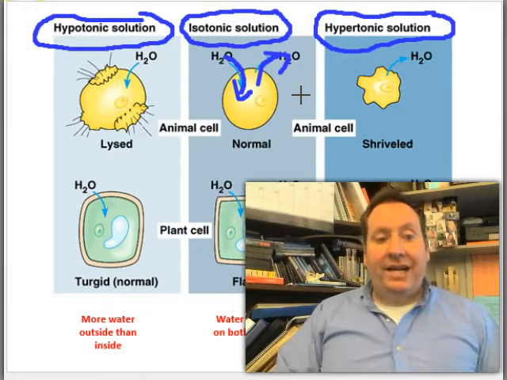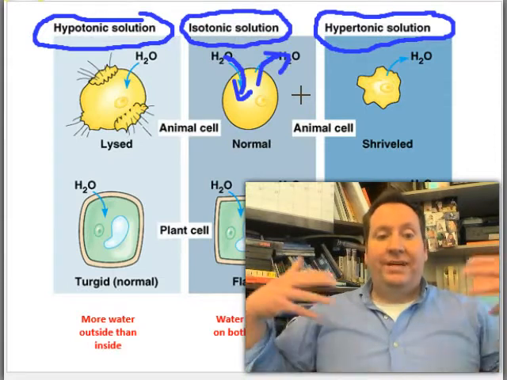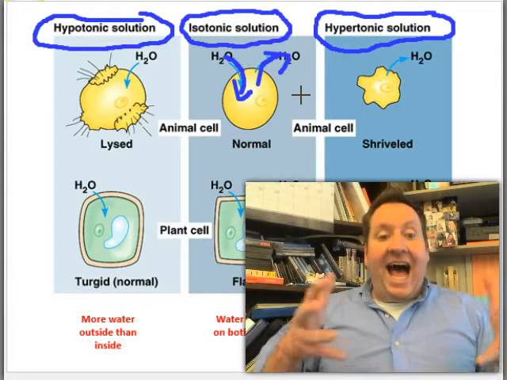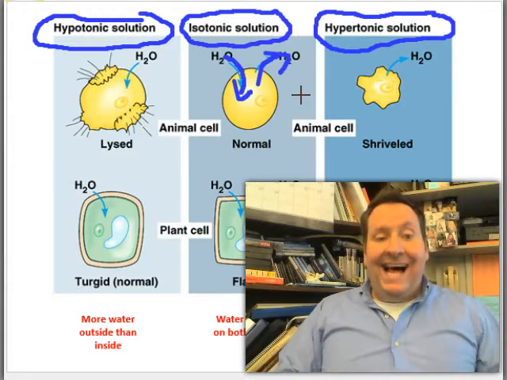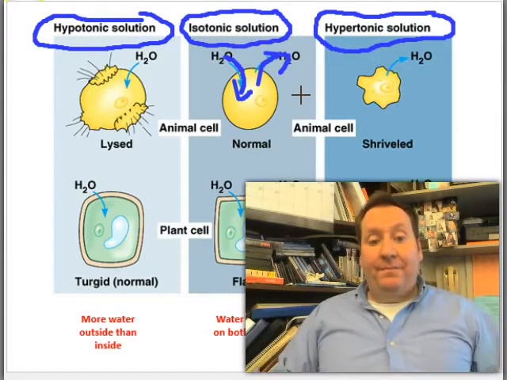So these are the three types of solutions that we have. We have a hypotonic solution, we have an isotonic solution, and we have a hypertonic solution. Hypo, more H2O. Hypertonic solution, less water. Water's going to move out. It's going to make it dehydrated.